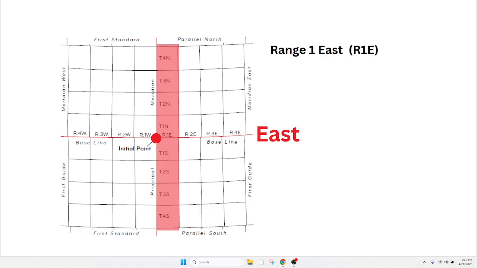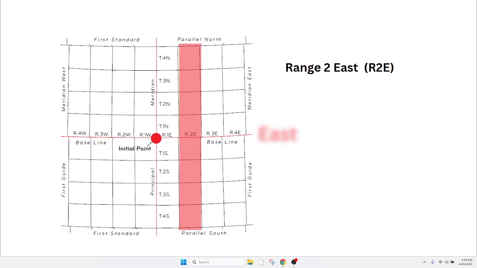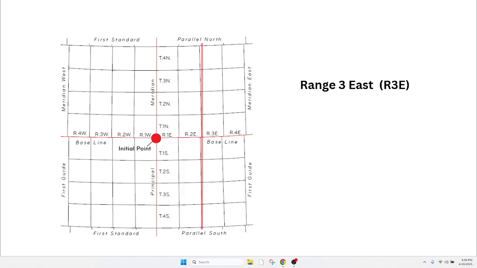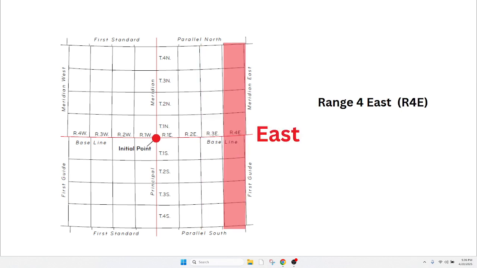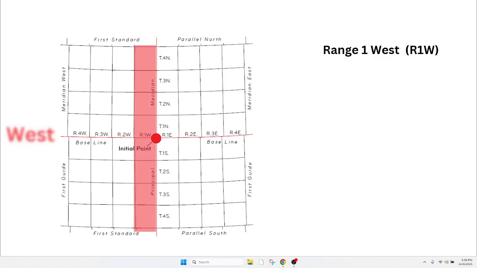Now let's look at the range columns. The townships in the first column east of the initial point are in range 1 East. As we move farther east, the range number increases. The second column east of the initial point is range 2 East. Next is range 3 East, then range 4 East, and etc. The numbering continues as we move farther east from the initial point.